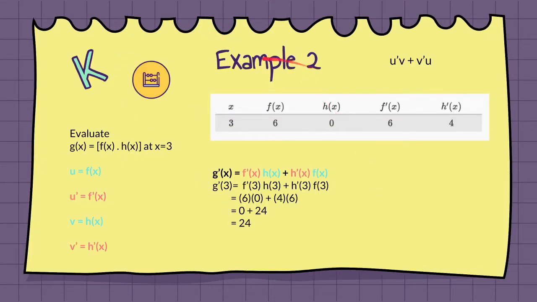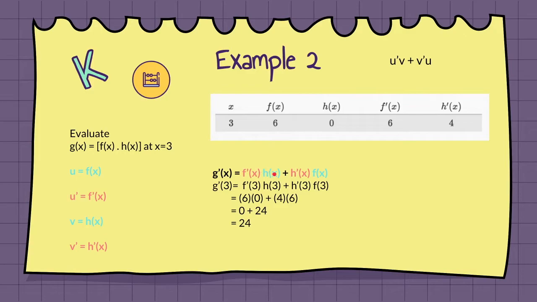Here is another example of the product rule where we also have multiplication, but this one is a little different because we have a table with the given information. So I'll do the same as I did in example number 1. I'll lay out all the information and then I'll start solving.